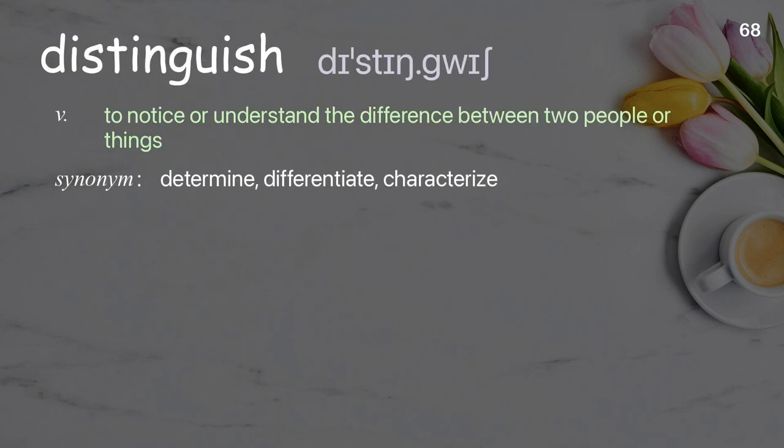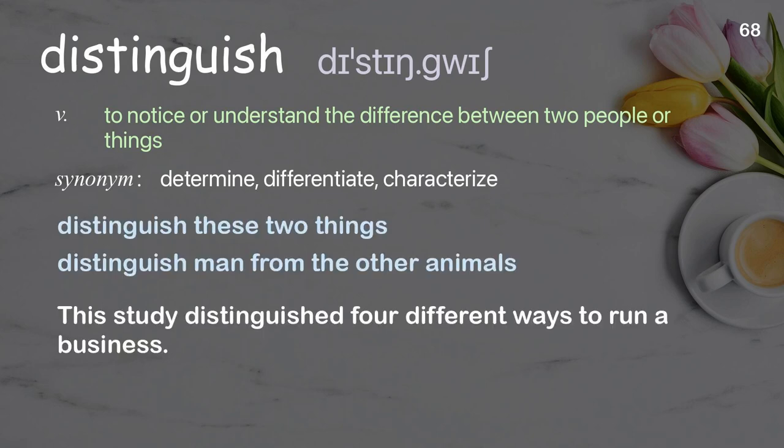Distinguish. To notice or understand the difference between two people or things. Examples: Distinguish these two things. Distinguish man from the other animals. This study distinguished four different ways to run a business.